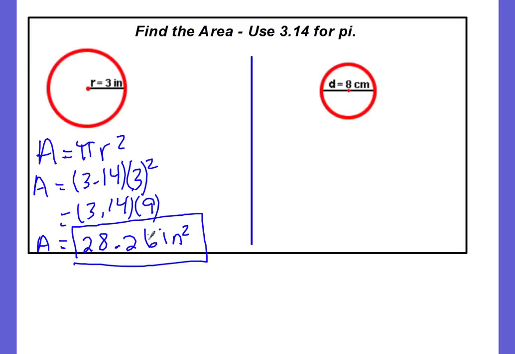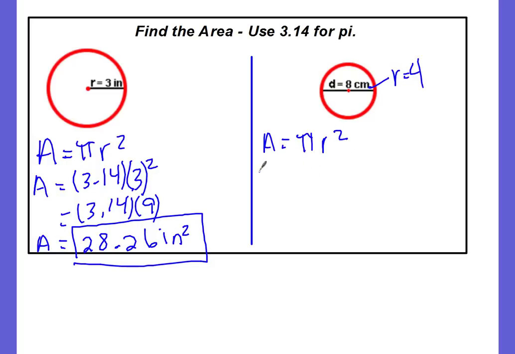So the formula itself is pretty easy. The math might be a little taxing. You're going to have to do some work here. Let's go ahead and work our second example. We're finding the area of this circle that has a diameter of 8 centimeters. Formula, area equals pi r squared. We need to know the radius. We're given the diameter. So we use what we know about the relationship between diameter and radius and divide the diameter by 2. So the radius is 4.